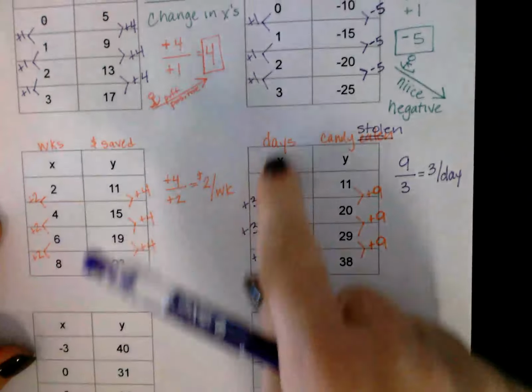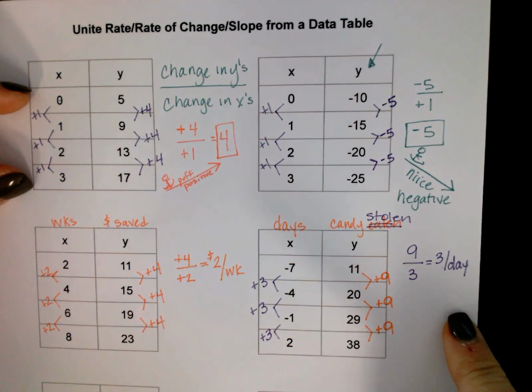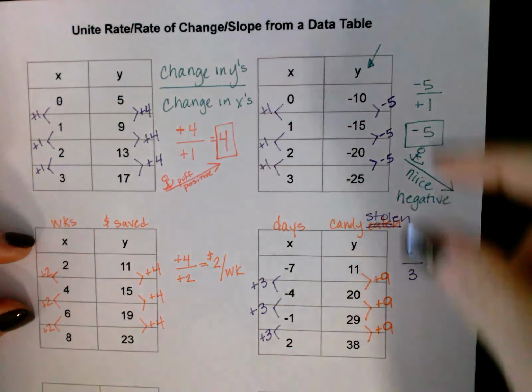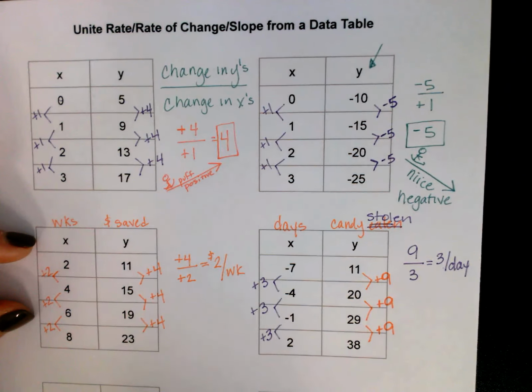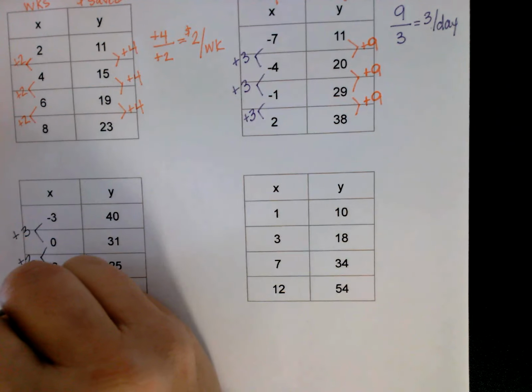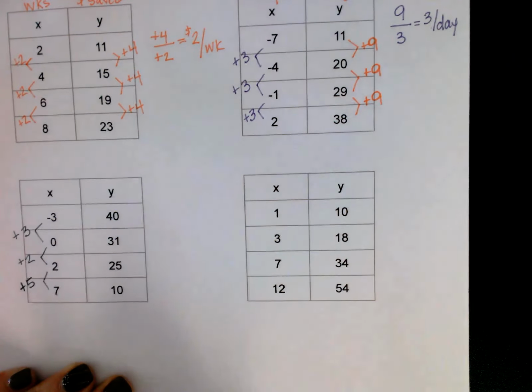Notice on the tables I've done so far, I keep having all of our x's change at a constant rate. We had +1, we went to +2, we went to +3. Now we're going to kick it up a notch, so to say. To go from -3 to 0, I have to add 3. To go from 0 to 2, oh, that's not +3, that's +2. To go from 2 to 7, we'd have to add 5.